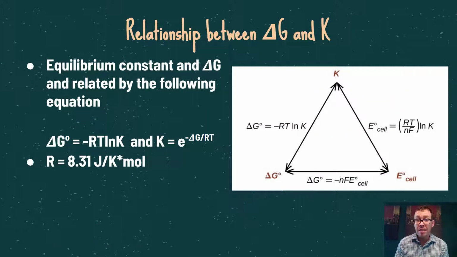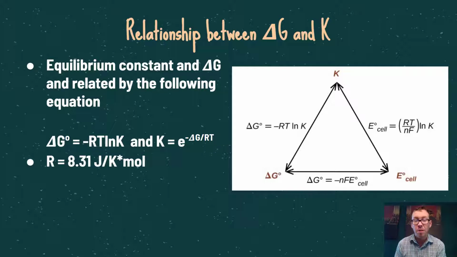Now, the equilibrium constant and delta G can be calculated by using the following equation, where the standard value for delta G equals negative RT natural log of K. And we can flip that and solve for K if we have delta G by using Euler's number, e, raised to the negative delta G over RT. In this case, R is a gas constant, and we're going to be using 8.31, because it is joules per Kelvin times moles.